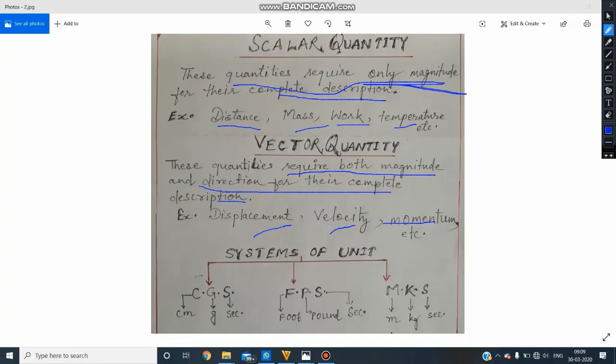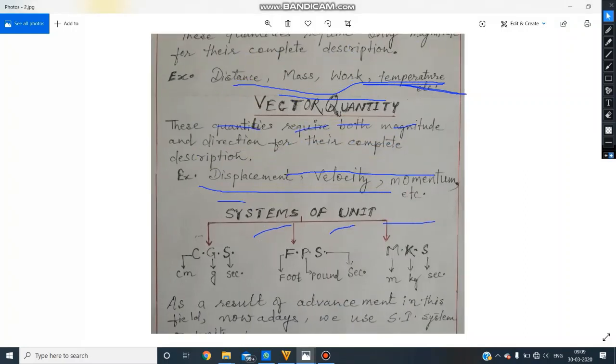Next, we'll have a look over systems of unit, which is the base study related to physics, and every physics student should know about the different systems of unit. Here, there are basically 3 systems of unit: CGS, FPS, MKS. The first term of every system is related to length, the second term is related to mass, and the third term is related to time.